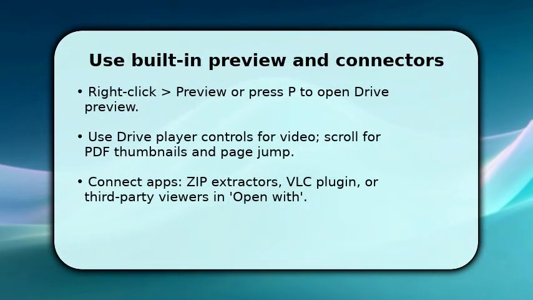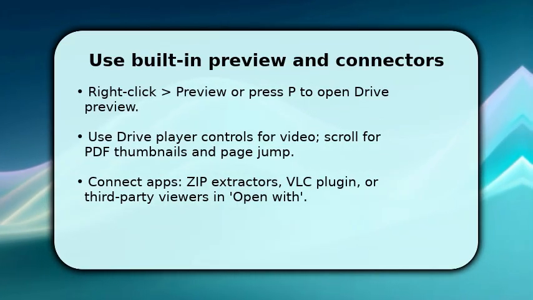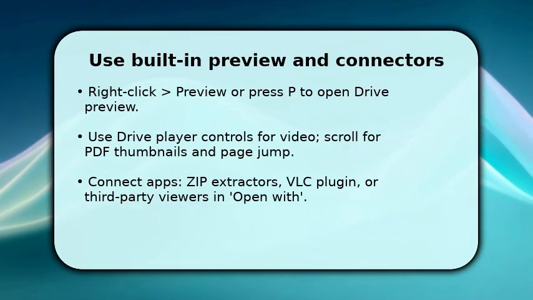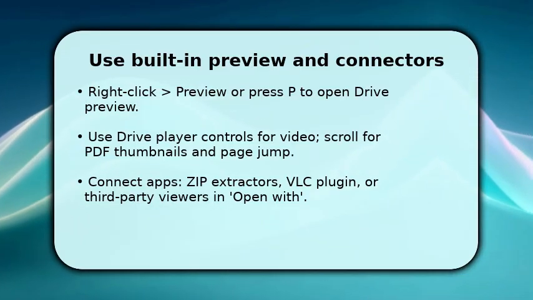Now open the file with Drive's preview. Right-click and choose Preview or press P. This streams large media and renders PDFs without downloading. For video, use the player timeline to seek and check resolution. For PDFs, use thumbnails and page numbers to jump to sections.